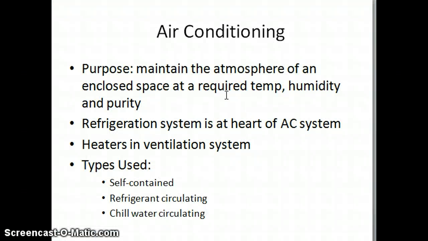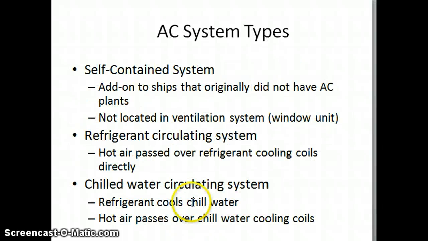Now we are going to understand what air conditioning is. The purpose is to maintain the atmosphere of an enclosed space at a required temperature, humidity, and purity, so that the occupants feel comfortable. Second, the refrigeration system is at the heart of the air conditioning system. The types used in air conditioning systems are self-contained, refrigerant circulating, and chilled water circulating. We see them one by one.